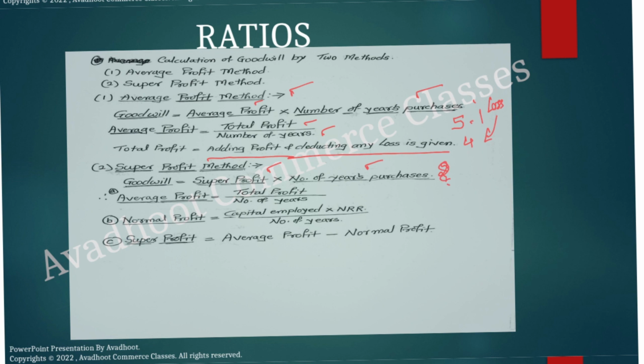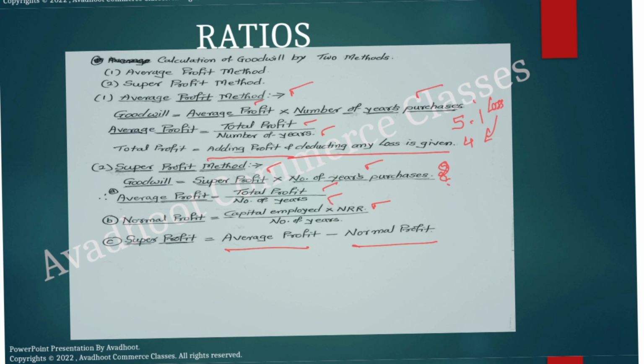Now we have to ascertain the super profit. For that purpose, what is the equation for super profit? It is average profit minus normal profit. I have just explained the average profit: total profit divided by number of years. So we first ascertain the average profit. Then we ascertain the normal profit, because the normal profit is to be deducted from the average profit to ascertain the super profit. Normal profit is equal to capital employed multiplied by NRR divided by 100. NRR stands for normal rate of return.